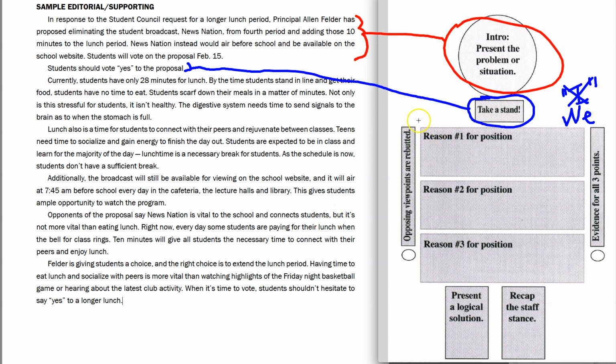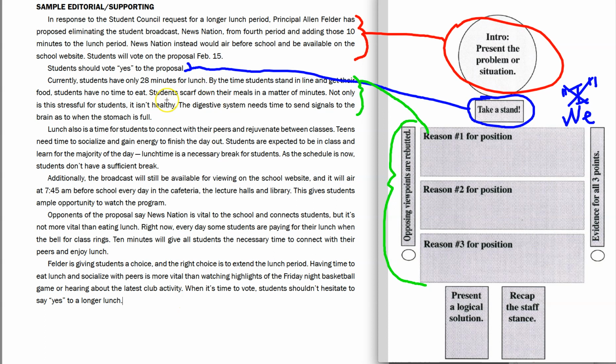Now, the body of your editorial right here is made up of several different things. You can order these things in the body however you want for impact, but generally this is what you're seeing. Your first reason for taking the position you took needs to be very obvious. So here's that. You can see it here.